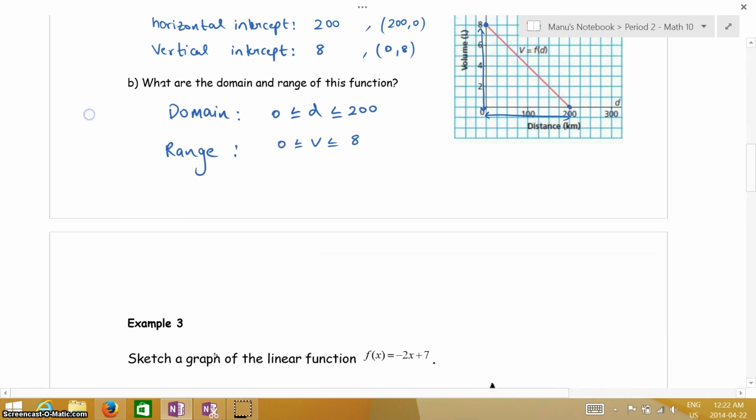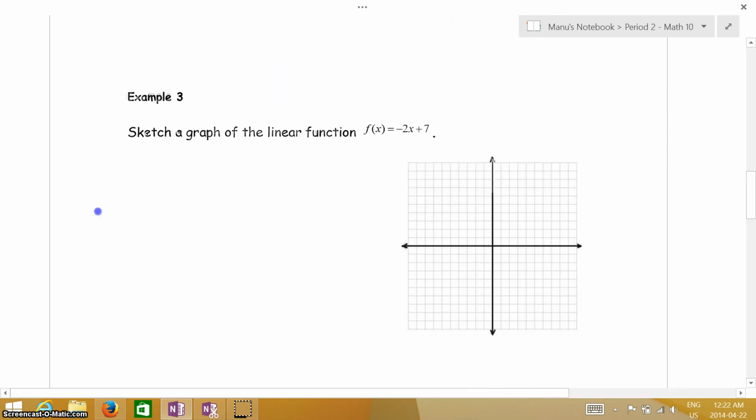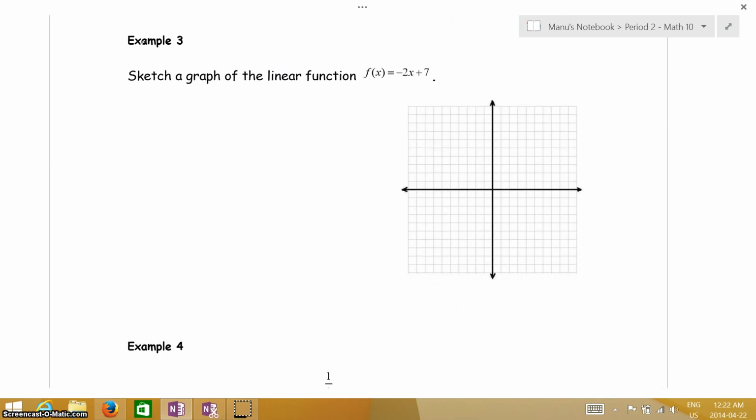Alright, next problem. Sketch a graph of the linear function f of x equals negative 2x plus 7. So we learned how to do this using a table of values. Now, table of values basically take some numbers, plug it in, come up with some y values, plot the points, you get the graph. We're going to try and make our steps a little bit different this time.